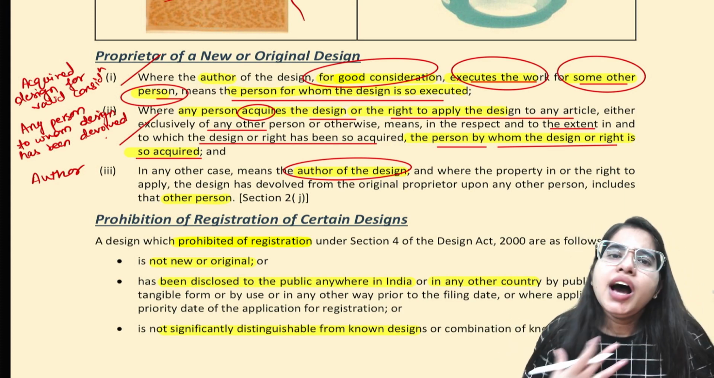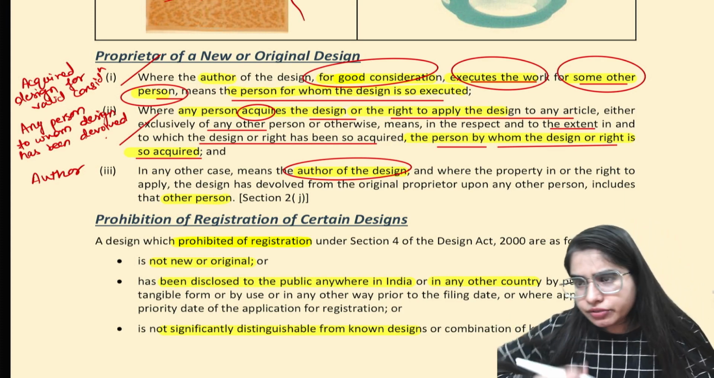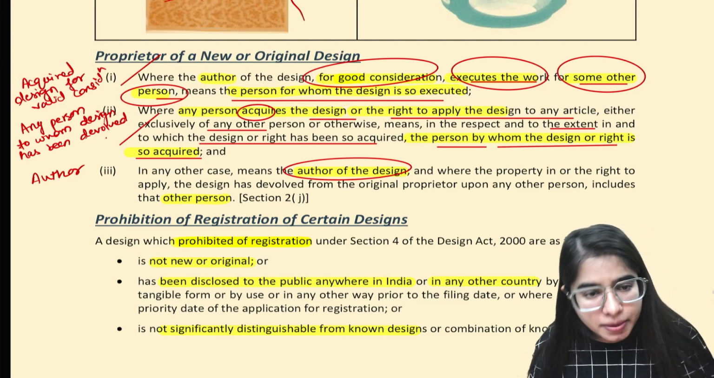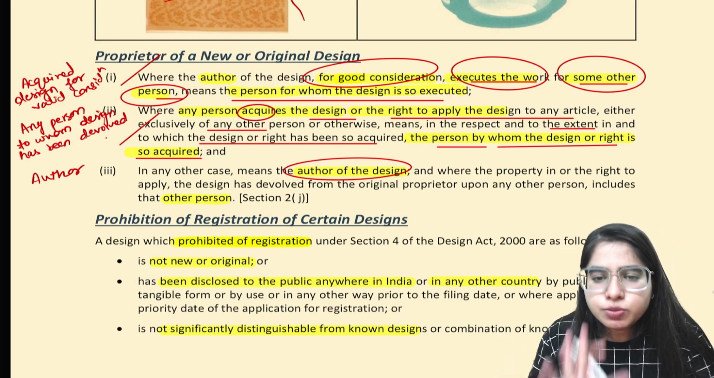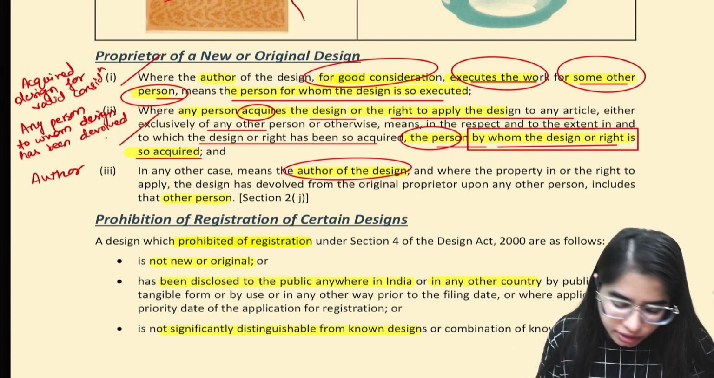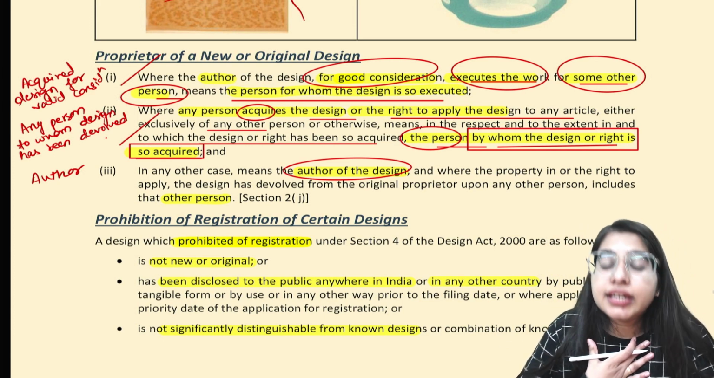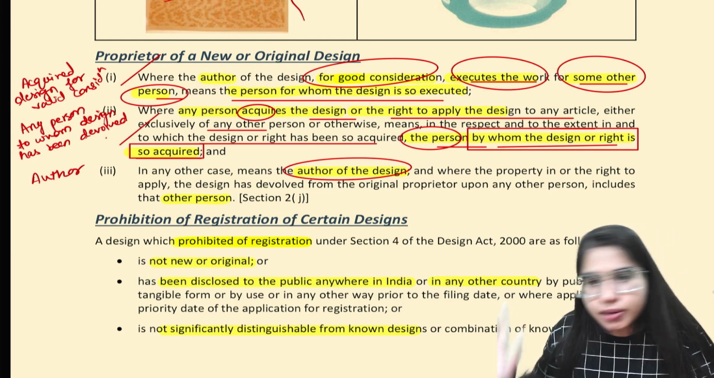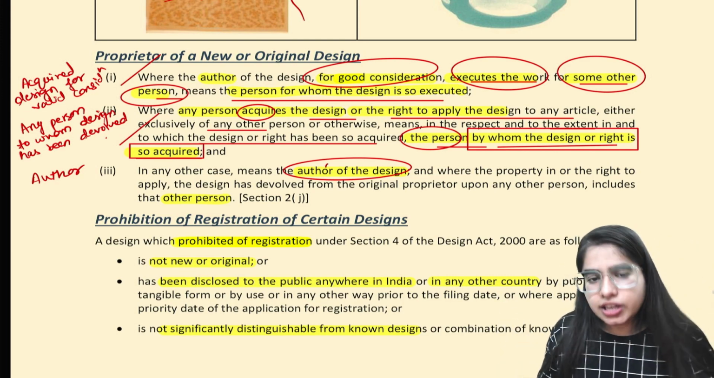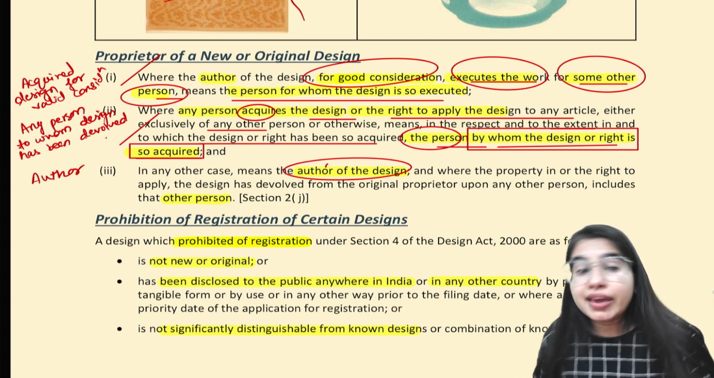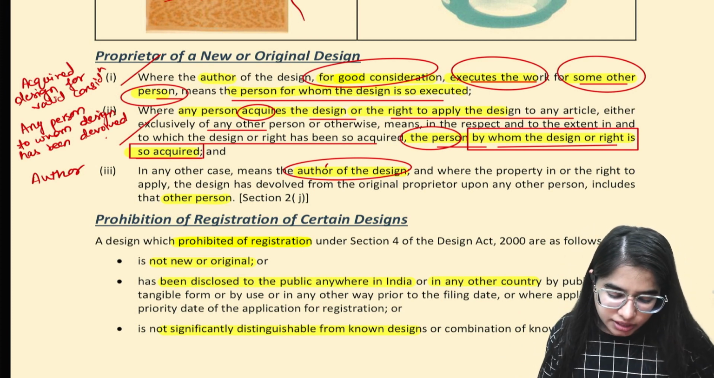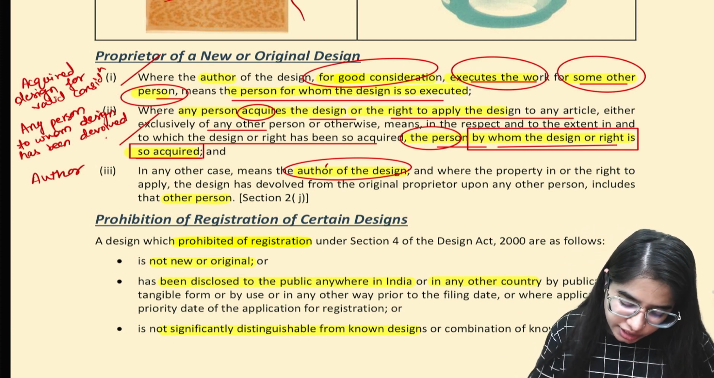Simple example: I made a design and transferred the right to use that design to my brother, then my brother will also be called the proprietor of the design, the person to whom the design is transferred, or the person by whom the design is acquired. And lastly, the author of the design. Author means the person who makes the design. The author will also be considered the proprietor of the design. Are we clear with this?